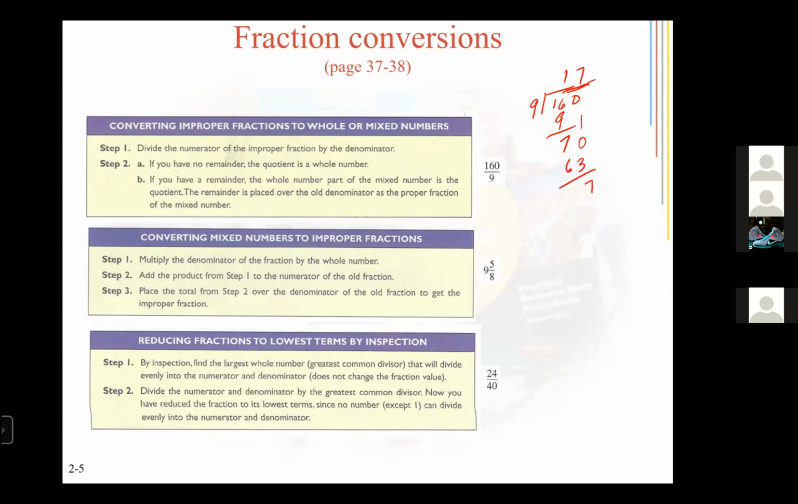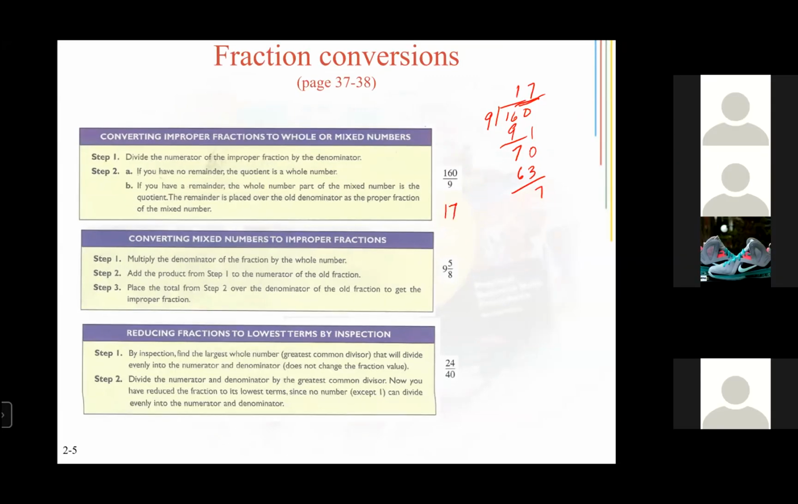So nothing else to bring down. So that's equal to 17, and your remainder is 7 over 9. So as a mixed number, 160 over 9 is equal to 17 and 7/9. Okay, so we went from improper to mixed. Now we have a mixed number that we want to change to an improper fraction.